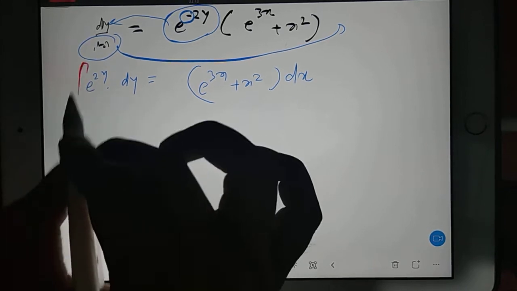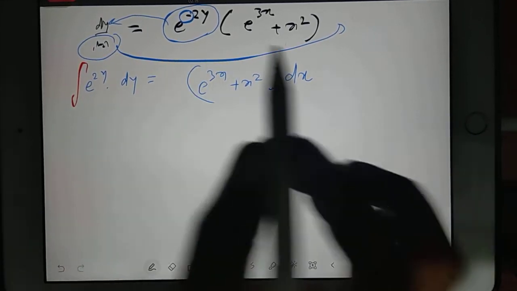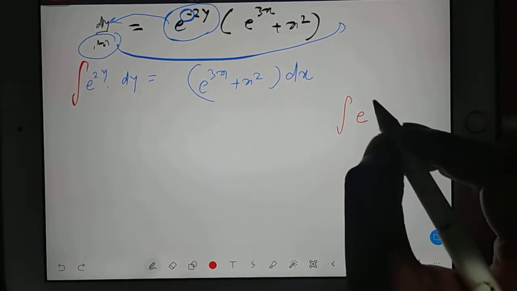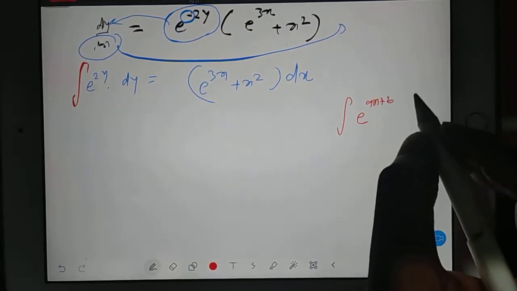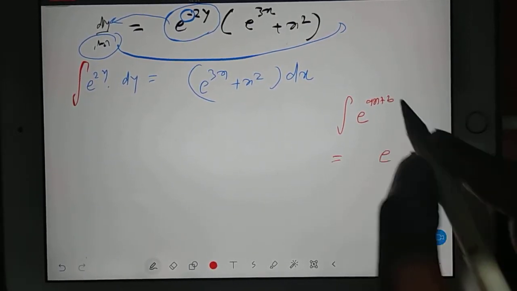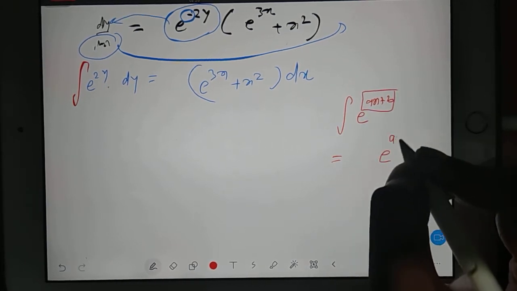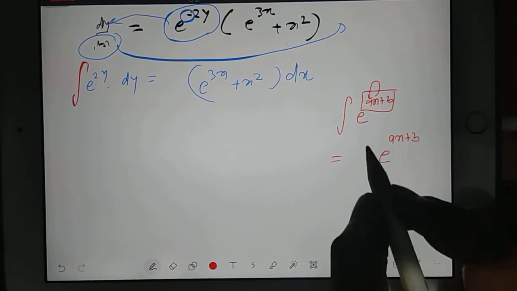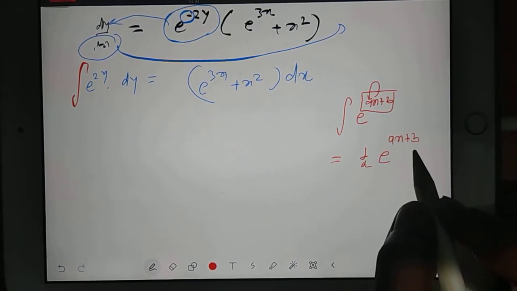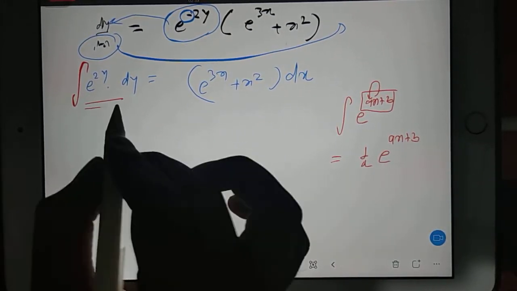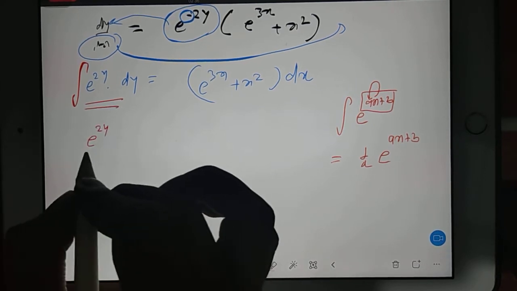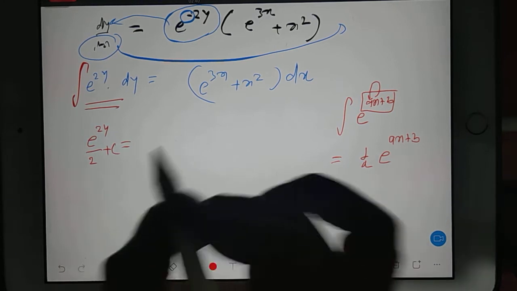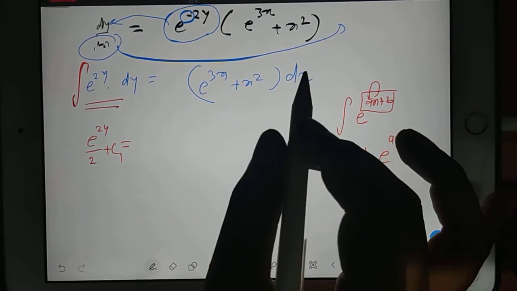Now you know how to integrate e power y dy. Always remember, whenever you are integrating e power ax plus b format, your answer will come as e power whatever is there as it is, but the coefficient of x is a, that a you will divide. So e power 2y divided by 2 is equal to plus one constant, you can consider c1, because both sides constants will come.